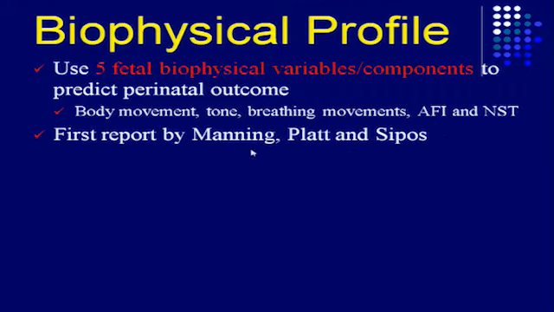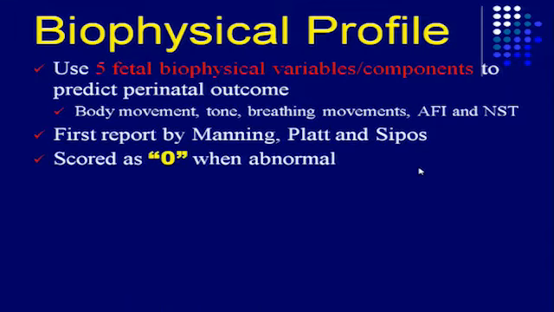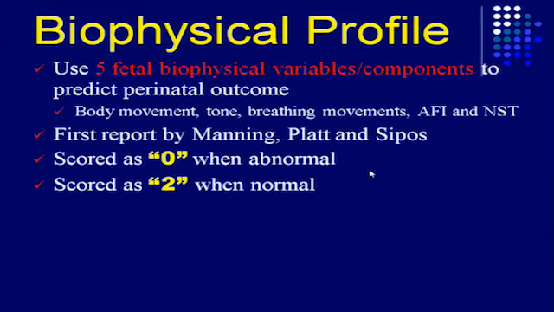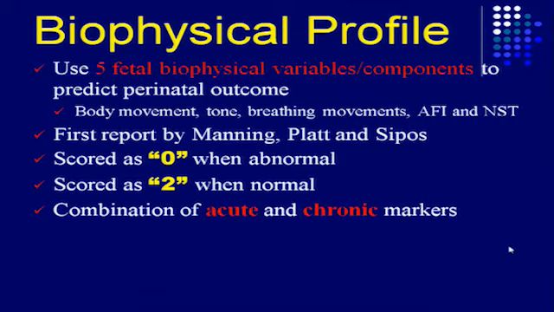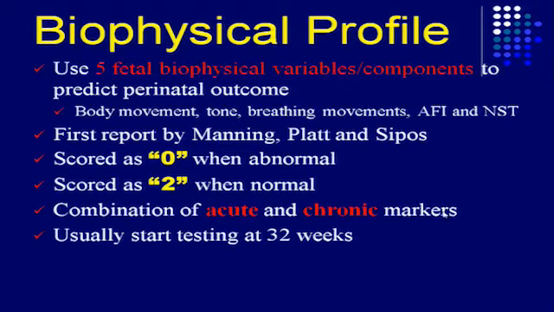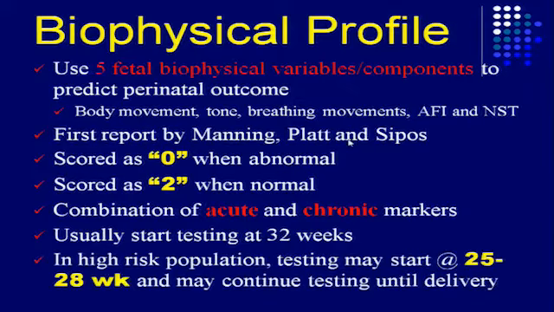So the first report was by Manning, Platt, and Sipos. Scored 0 when it was abnormal and 2 when it's normal. I know there are some other charts out there where they use a 1. We don't use that scoring system. So it's a combination of acute and chronic markers. Usually start this testing at 32 weeks, unless, in a high-risk population, sometimes we'll start them as early as 28 weeks, but we're not doing the NST, we're just doing the ultrasound components, the 4 components.